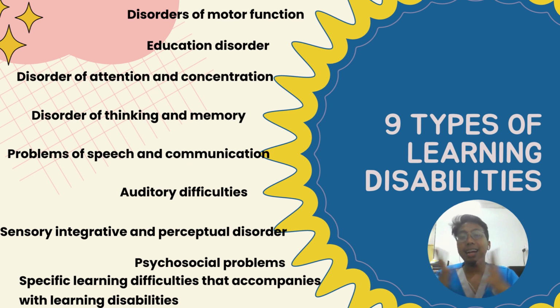Now, there are 9 types of learning disabilities that I would like to talk about. The first one is disorders of motor function, educational disorder, disorder of attention and concentration, disorder of thinking and memory, problems of speech and communication, auditory difficulties, sensory integrative and perceptual disorder, psychosocial problem, and then specific learning difficulties that accompany learning disabilities. So let's begin.